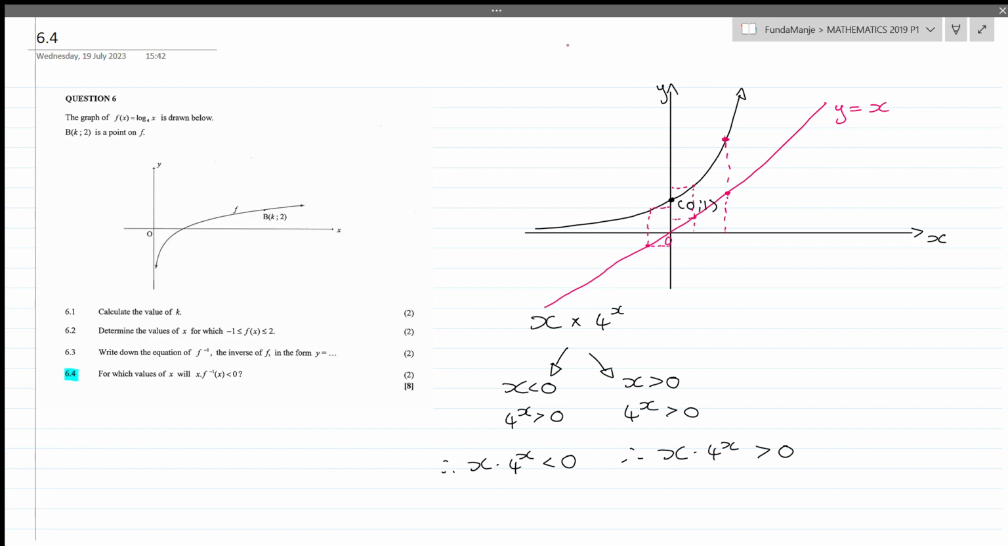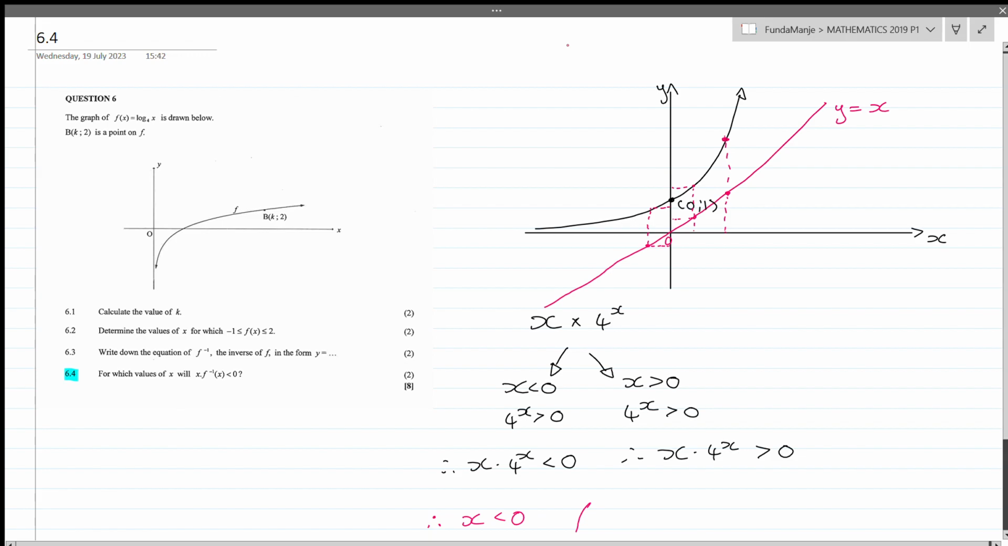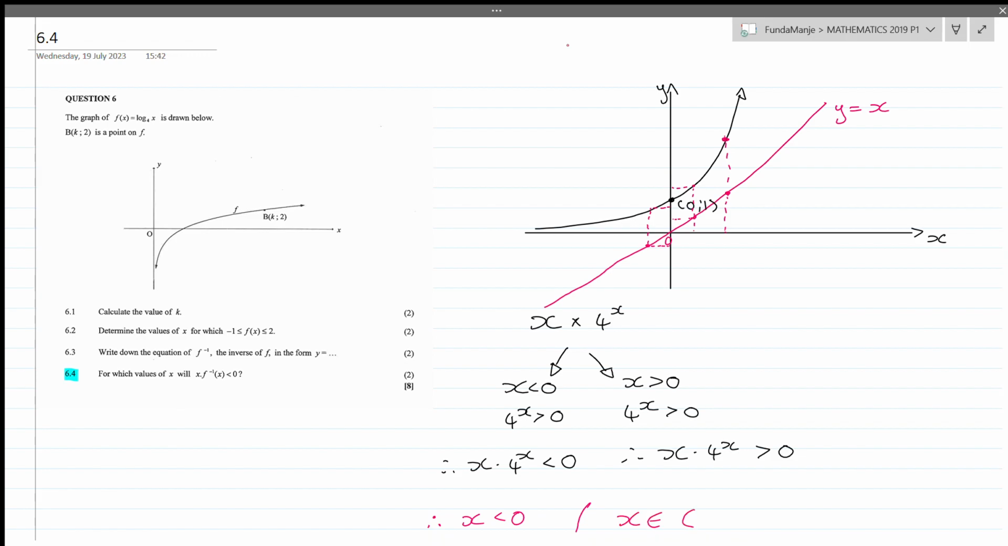So for which values of x, you can say therefore only when x is smaller than 0, or you can write your answer like x is an element of all values from -infinity to 0.